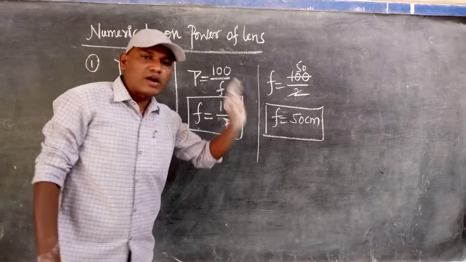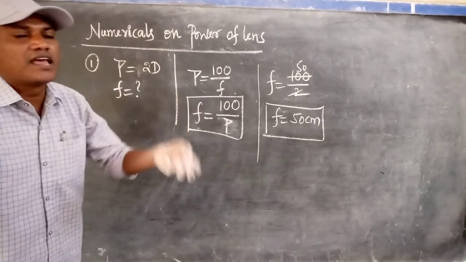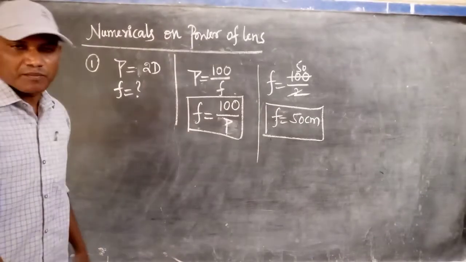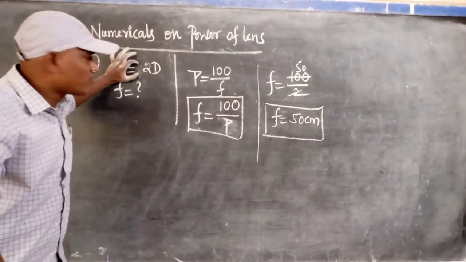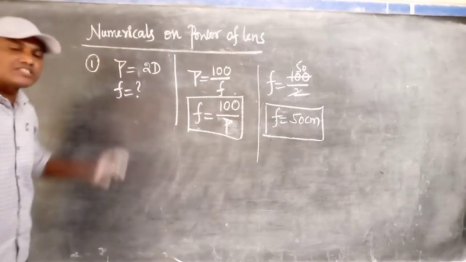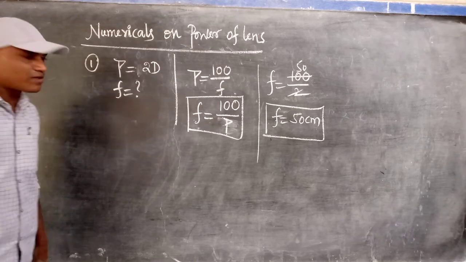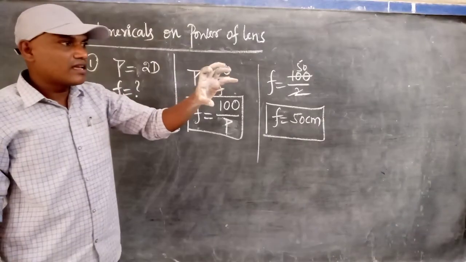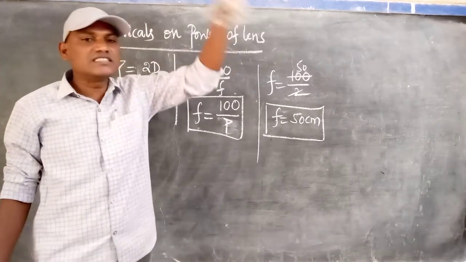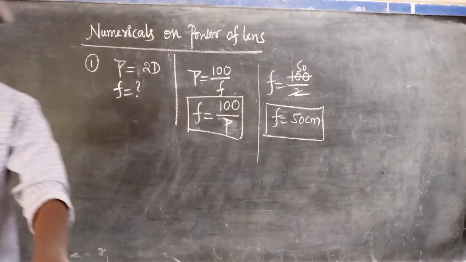That means plus 50. What is the meaning of that? With the help of this, we can easily say that the person suffers from which defect? Hypermetropia, because the power of the lens is always positive for the convex lens. The convex lens is used for correction of hypermetropia. So the person uses a 50 centimeter focal length convex lens in the spectacles, and then he is corrected. That is the hypermetropic eye.